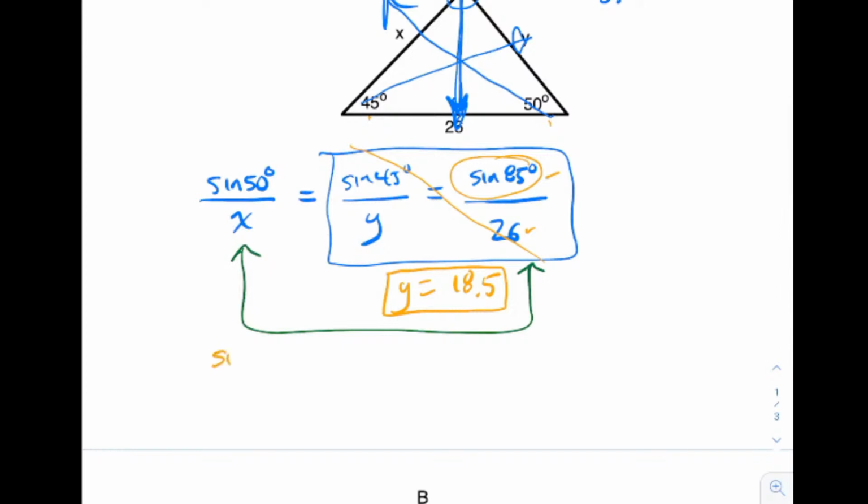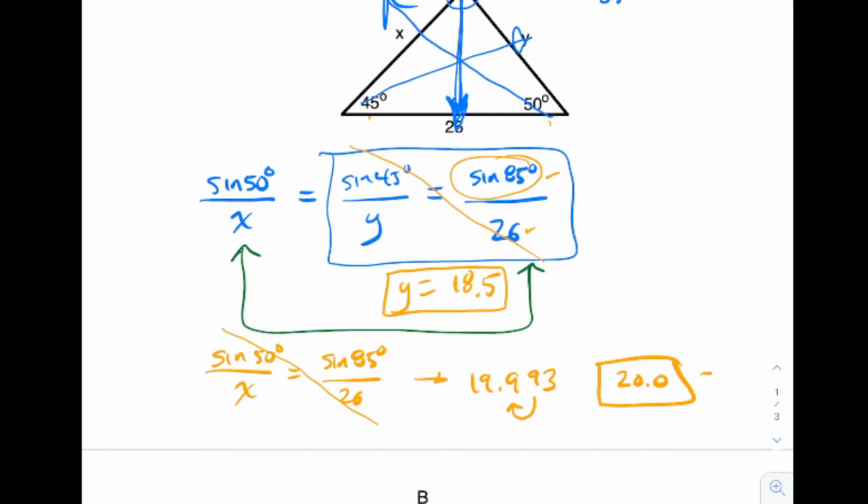So I'm going to go sine 50 degrees over x is the same as the sine of 85 degrees over 26. Again, the cross product-y thing, you go 26 times the sine of 50, right? You multiply the two numbers that share a diagonal. You do that first. You hit your equals button. And then you divide by the leftover. So divide by the sine of 85. And this is coming out to, my calculator says 19.993. If I want to go one decimal place, this 9 is forcing me to round this up to 20.0, and so that's my x.